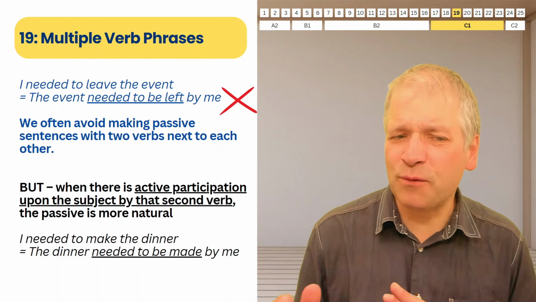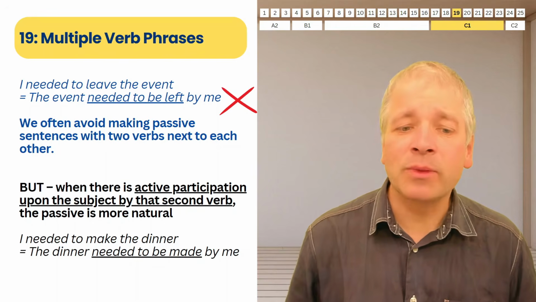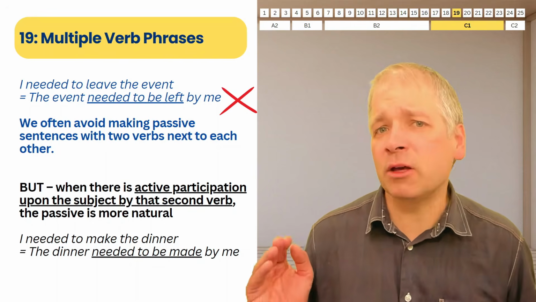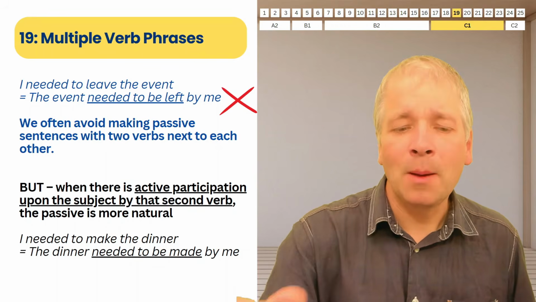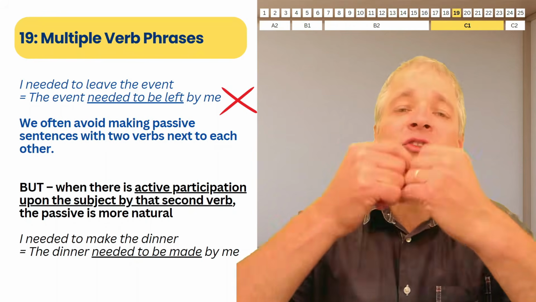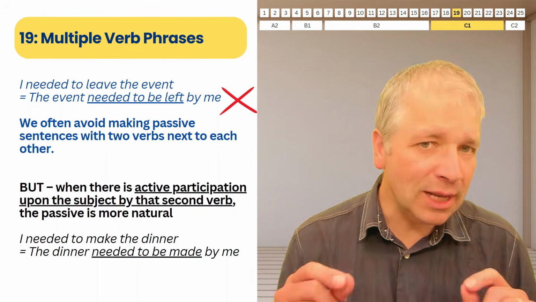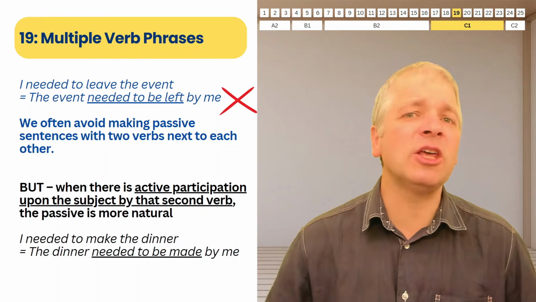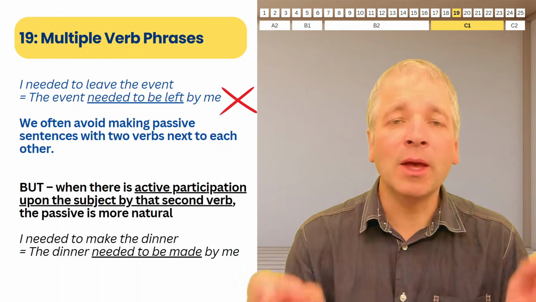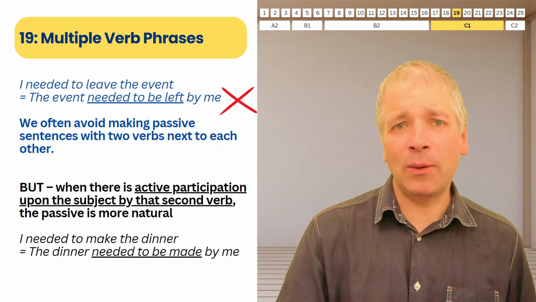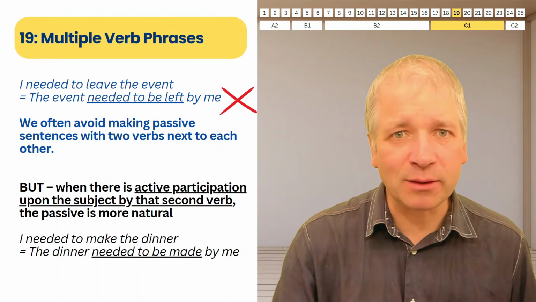Let's consider the difference between to leave and to make. So leave the event means go out of somewhere. Make the dinner involves you doing something to the dinner. When you leave the event, you don't do something to the event. But when you make the dinner, you do something to the dinner. In this case, the passive is much more naturally going to be used by native speakers.